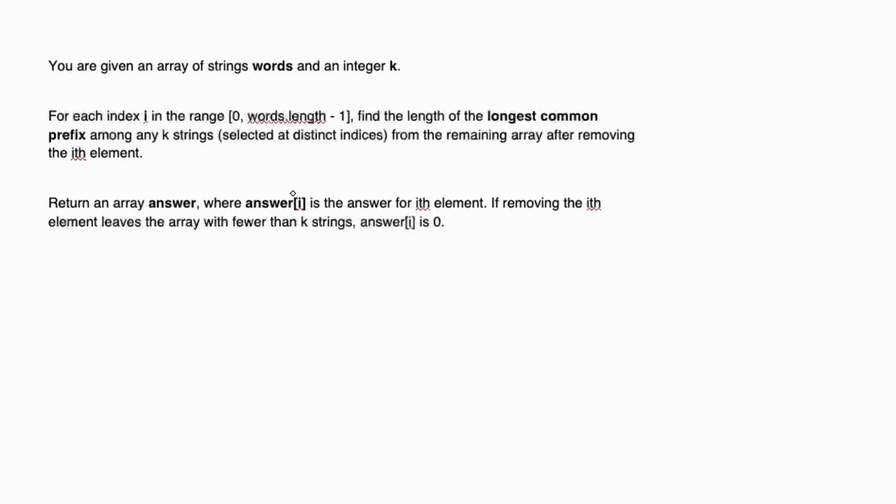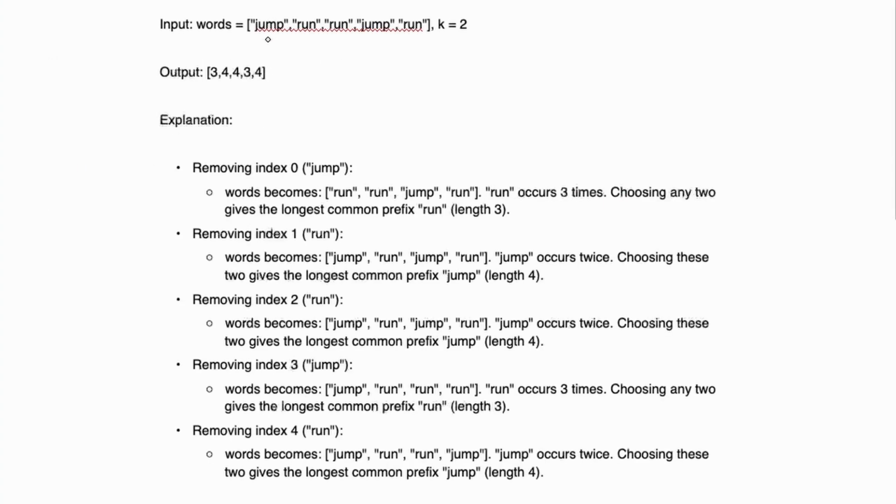So we want to return an answer where answer[i] is the answer for the ith element, and if removing the ith element leaves fewer than k strings, the answer is 0. So really what this is saying is that we want to go through each word, and we're going to remove that word from consideration for that index. And once I remove this, what is the longest common prefix of any k of the other strings in there? So really what we're trying to find is the longest common prefix for each element in this problem. Looking at the example, jump, run, run, jump, run, where k equals 2, our output would be 3, 4, 4, 3, 4.